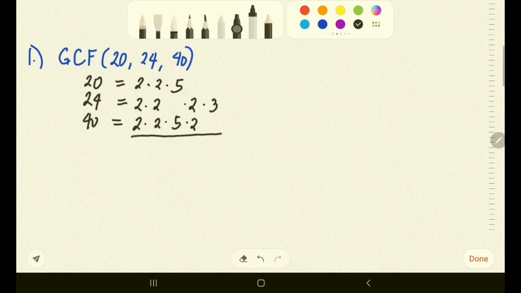Okay, then get the GCF. When you say GCF, greatest common factor, just get the common factors. So 2, another 2. That means to say the GCF is 4.